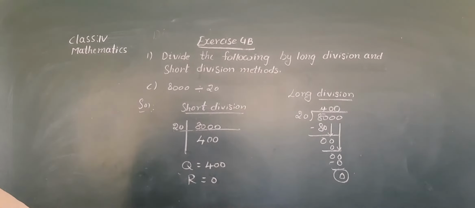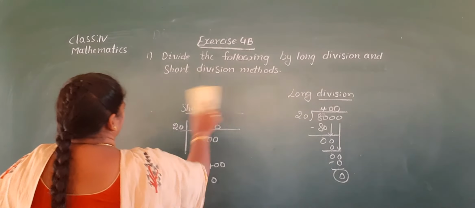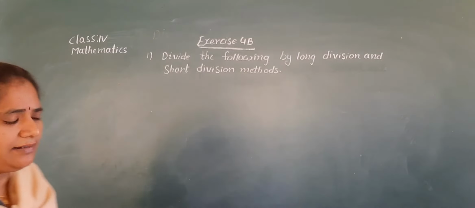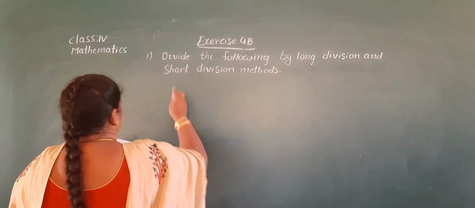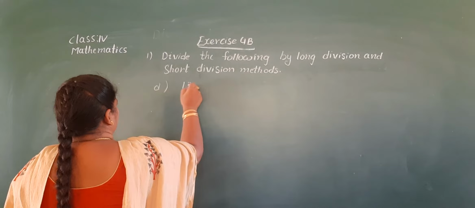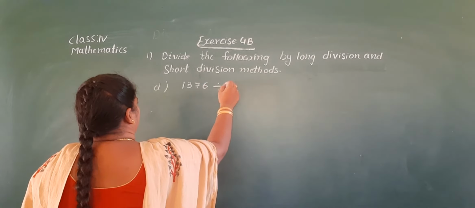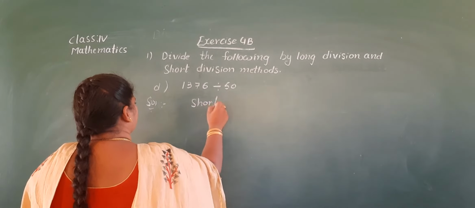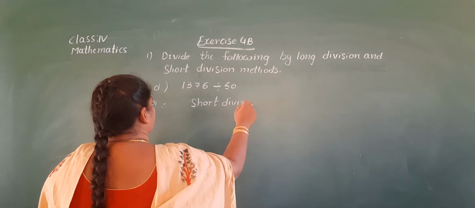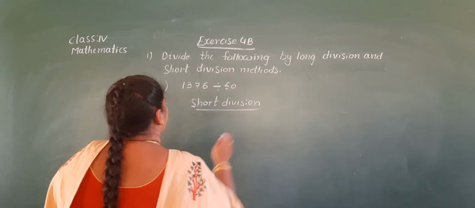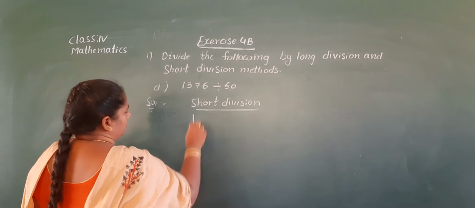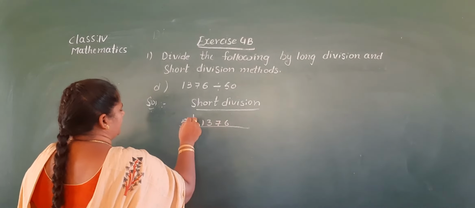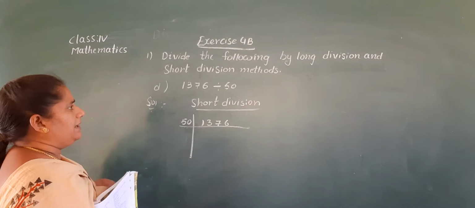Next problem. Note down, next, some children. D. 1376 is divided by 50. Short division. So you have to write like this. 1376, 50. Come on, 50 table, Nana.